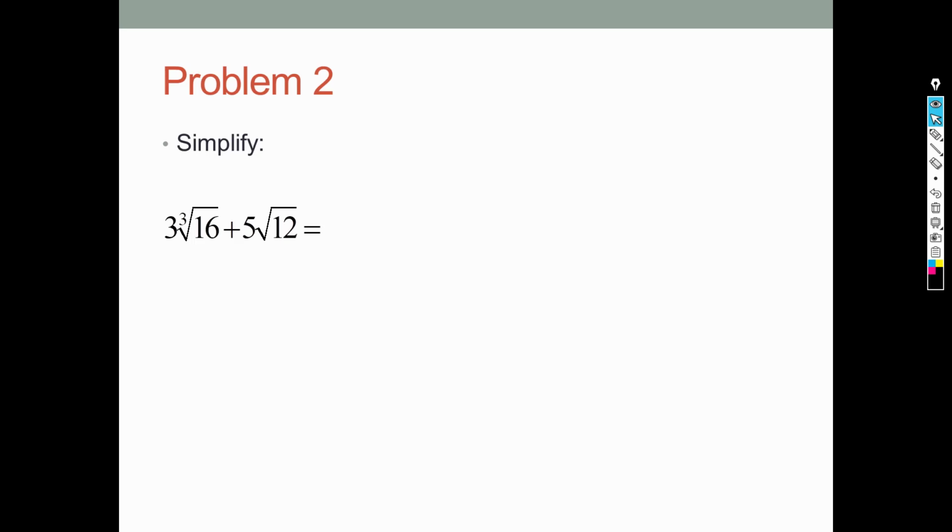So in this case, we're adding 2 radicals. And just like when you add monomials or polynomials, you can only add terms that are like. So you can add 3x to 4x, but you can't add, say, 3x and 4y. That just stays the way it is, 3x plus 4y. So here we have a cube root of 16 multiplied by 3, square root of 12 multiplied by 5.